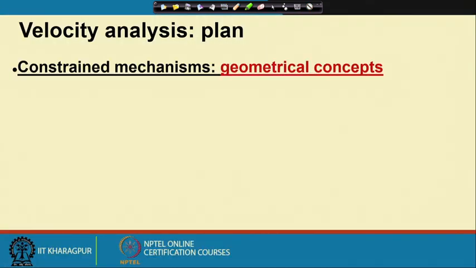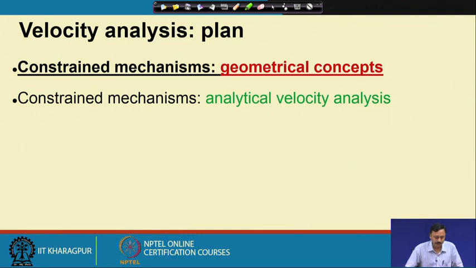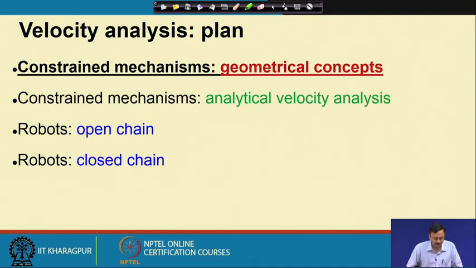So, let us plan our discussions on velocity analysis. So, we will start with constraint mechanisms. We will look at some geometric concepts in this lecture. In subsequent lectures, we are going to study the analytical velocity relations for constraint mechanisms. After that, we are going to look at open chain robot mechanisms, and finally closed chain robot mechanisms.